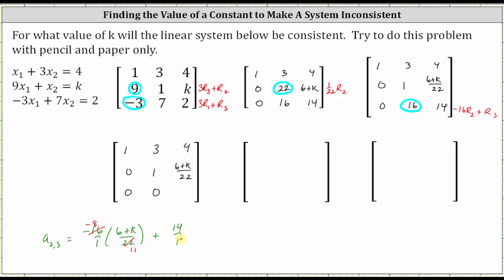To write 14 as a fraction with the denominator of 11, we multiply the numerator and denominator by 11. So the entire expression is going to be over 11. In the numerator, we distribute negative 8. Negative 8 times 6 is negative 48. And then we have negative 8 times k, giving us minus 8k. And then plus 14 times 11 is equal to 154. So simplifying one more time in the numerator, negative 48 plus 154 is equal to 106. The numerator is negative 8k plus 106.